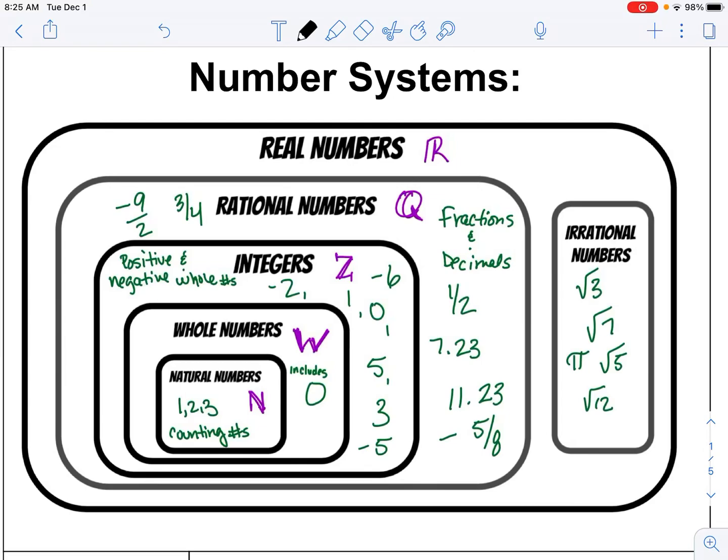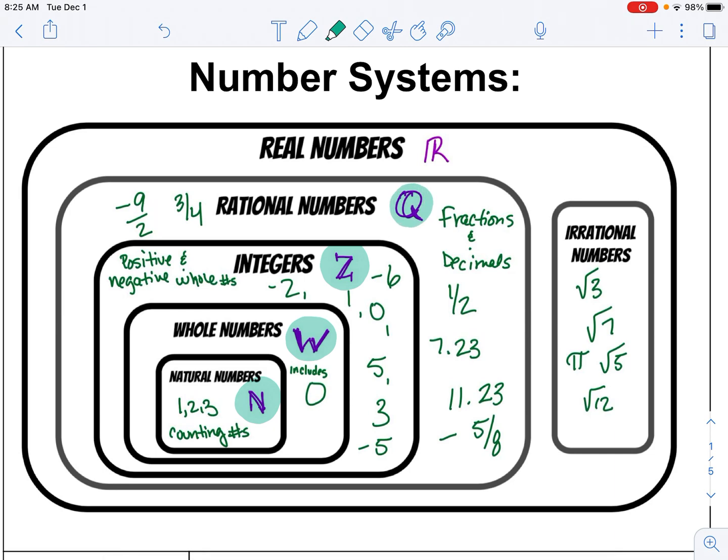All right, so we're going to look at number systems. For number systems, we talk about natural numbers, and natural numbers are what we call counting numbers: 1, 2, 3, 4. Whole numbers, the only difference is that they also include 0: 0, 1, 2, 3, 4. Integers, we use the letter Z, and that includes negative numbers, like -1, -2.